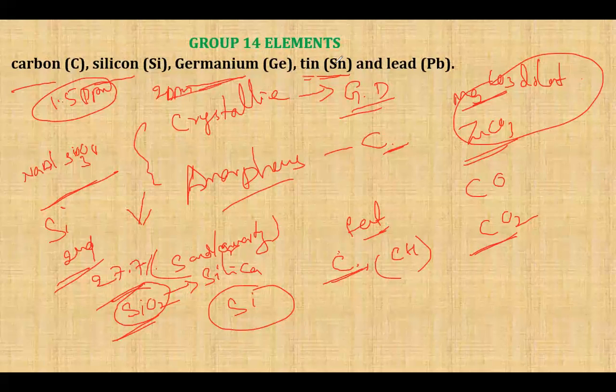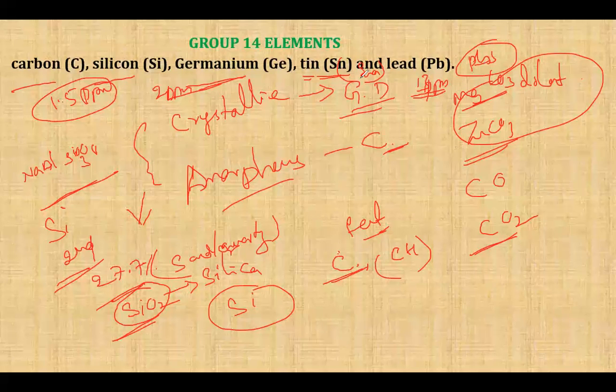Tin will exist as SnO2. SnO2 we call cassiterite. And lead's availability is roughly 13 parts per million, ppm, and the main ore of lead is PbS, which we call galena, or lead sulfide. Not only galena, it will exist in different forms also, lead sulfide, lead carbonates, and other forms.